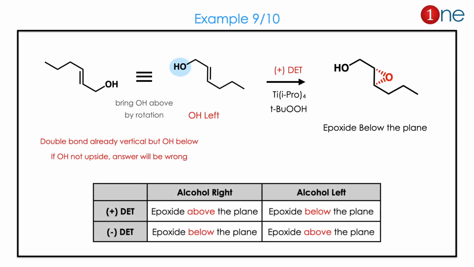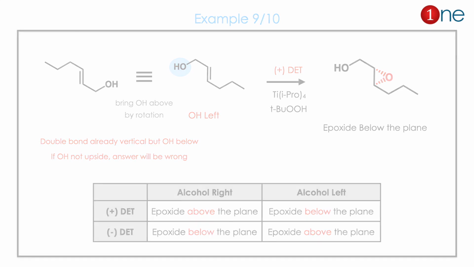Then let us look at the next system. You have an allylic alcohol system, but the trick here is the alcohol is below. See, even though the double bond is vertical, the alcohol is below, you have to bring the OH above, then only our theory works. So OH left side, plus DET, so the answer will be below the plane. So you have to always bring the OH above, otherwise your answer will be wrong.